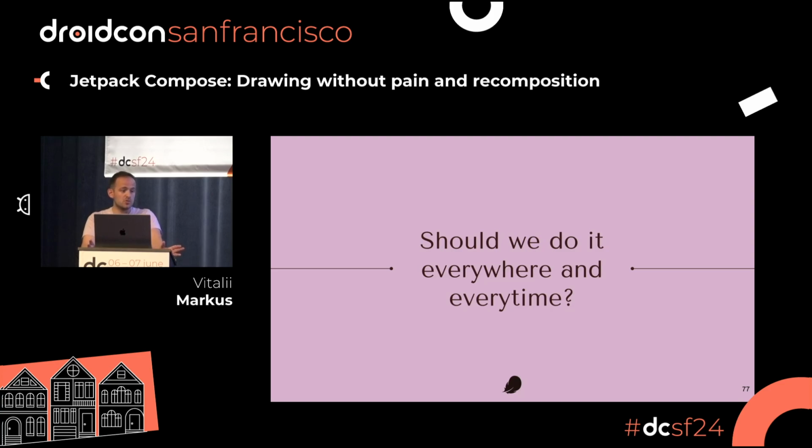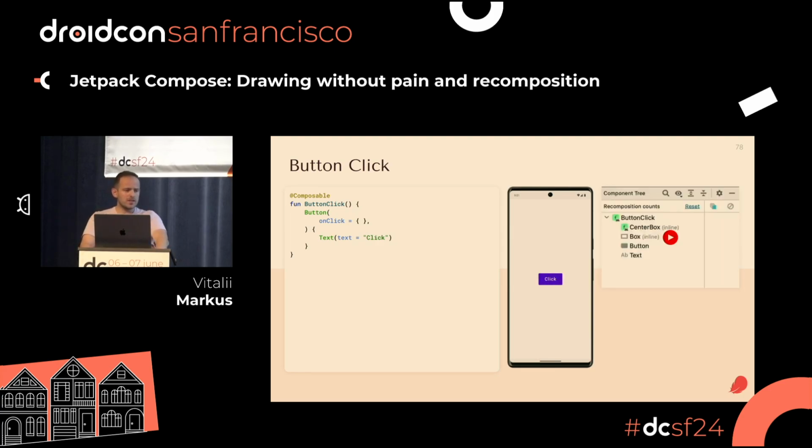And should we do it every time and everywhere? It's a good question. But for example, if we create a super simple example containing only one clickable button and click it several times, what do you see? How many recompositions do we see in the layout inspector?